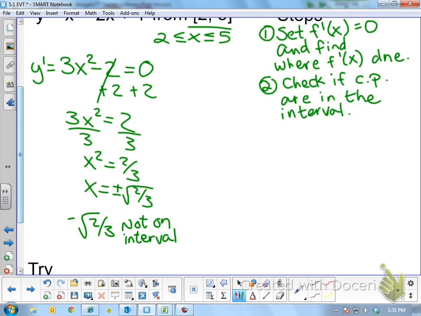Well, let's think about our square root values. What do we know is the closest perfect square to this? 1. And we know 2/3 is less than 1. So what's the square root of 1? 1. That means square root of 2/3 is going to be less than 1. It has to be. Square root of 1 is 1, and square root of 2/3, which is smaller, is going to be a smaller number. Well, we know 1 is less than 2, so square root of 2/3 is also not on the interval.